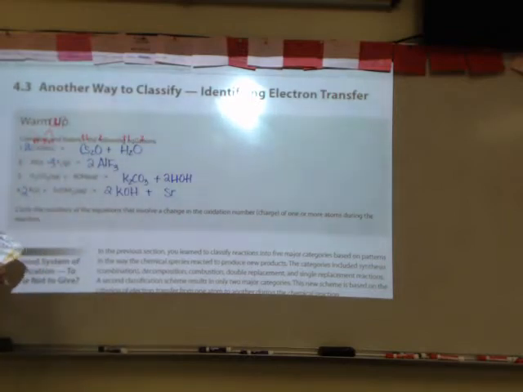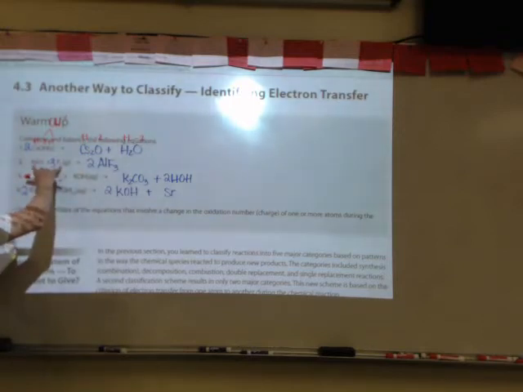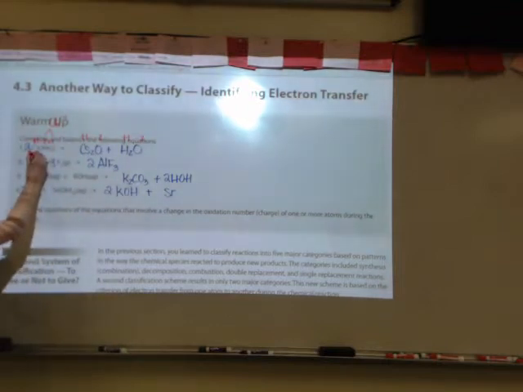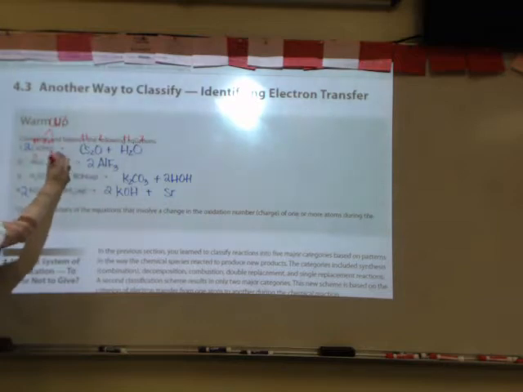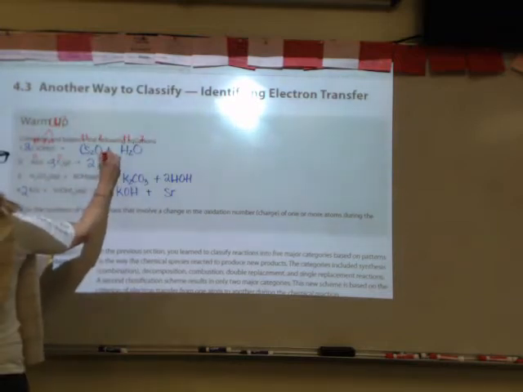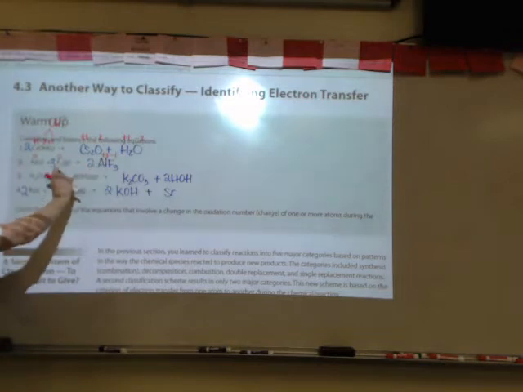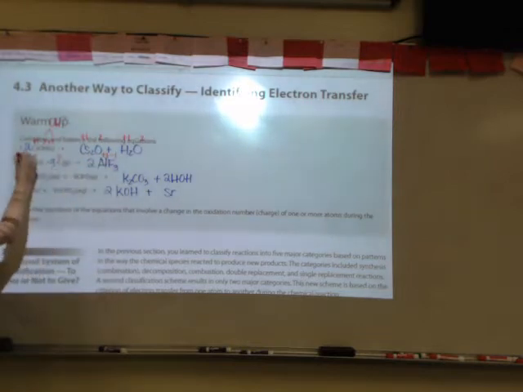Now, for number 2, when you have an elemental form, like you've got aluminum and fluorine in elemental form, they're pure, they don't have any charges on them. So we're just going to write a 0 on top of them. Aluminum in aluminum fluoride is a +3, and then fluorine is a -1. You'll see that aluminum went from a 0 to a +3, fluorine went from a 0 to a -1, so we're going to circle that one.